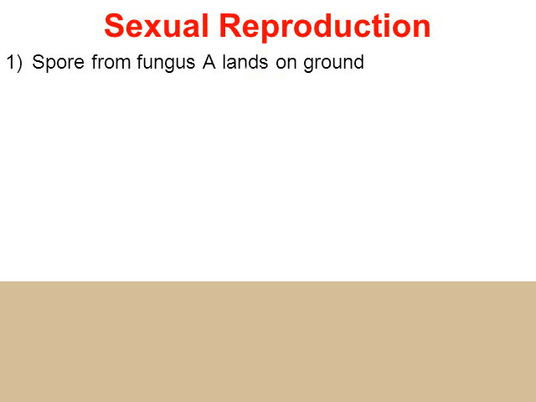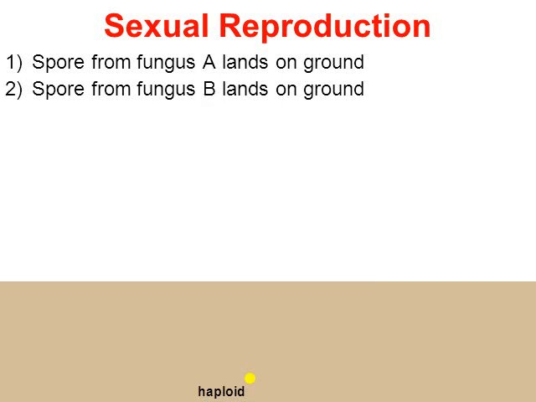Well, let's look at the sexual form of reproduction. Sexually, I'm going to show two different fungal spores, and I'm going to color code them. So there's the spore of fungus A, the yellow spore. It just landed on the ground. And I want to mention that spores are haploid. So here comes a spore, a blue spore represented from fungus B. So two individuals here. But again, both spores are haploid, nothing out of the ordinary there.